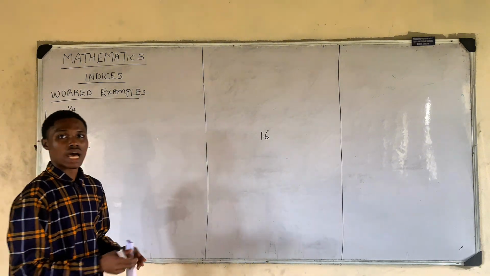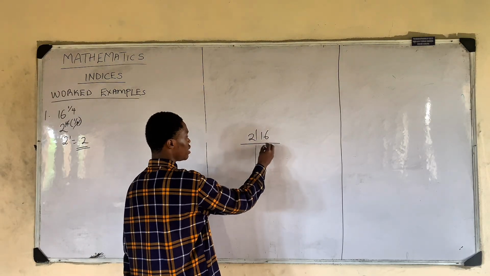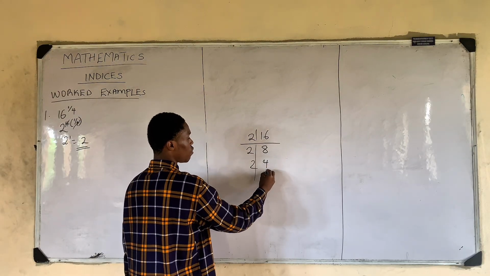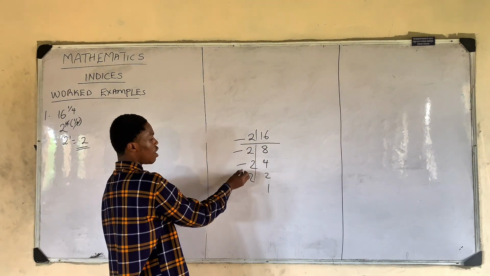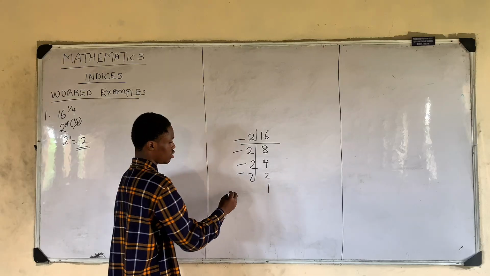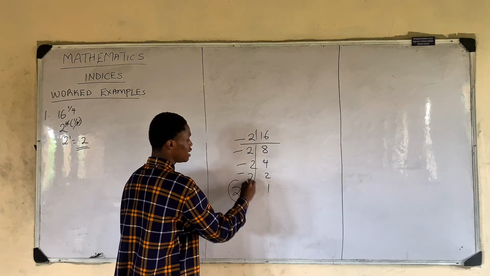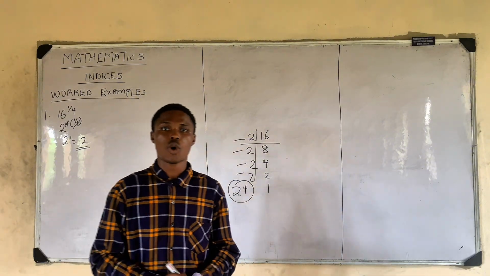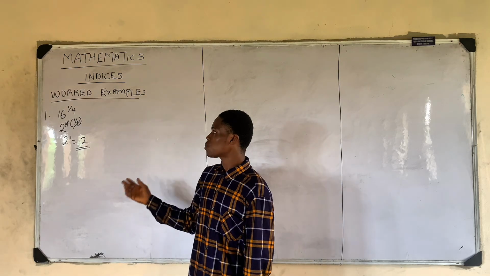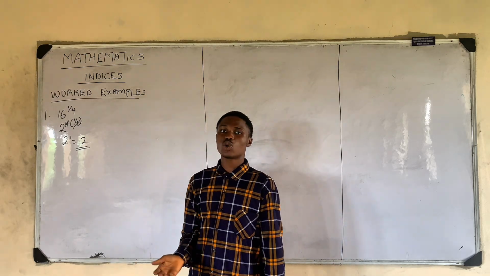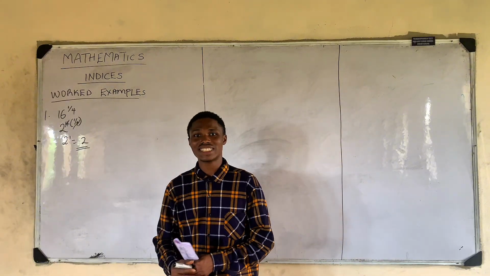Now, let me make it snappy for you. This is 16, and 2 divided into 16, you have 8. 2 divided into 8, you have 4. 2 divided into 4, you have 2. 2 divided into 2, you have 1. How many 2s do you have here? We have 4, right? So you have 2 raised to the power 4. This is the index form of 16. In the subsequent ones we are going to solve, there is no room for asking many questions. You have learned how to find your index form.